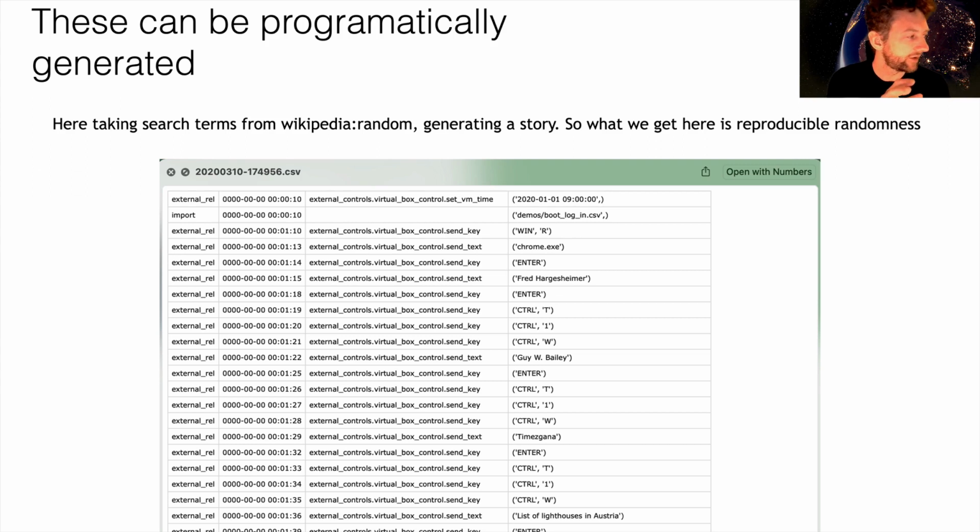Don't really have time to go into this, and it's a little bit future work in terms of something we took from Forensic 2 in terms of reproducible randomness. So this was actually generated by code, looking at Wikipedia random, getting a topic, doing a search for it, and generating the story for that.